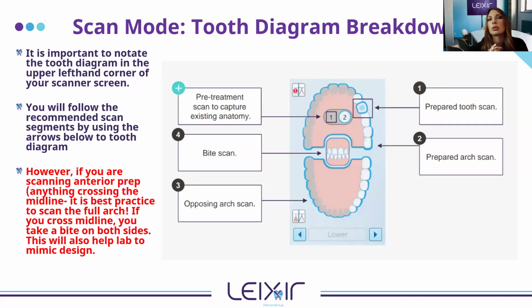But also, let's say we're doing number seven, we're trying to restore. If we can see the natural dentition on the opposite side, the lab can mimic that design when we're designing the crown for number 7. So if you can scan a full arch, please do, but especially when you're doing your anterior preps.